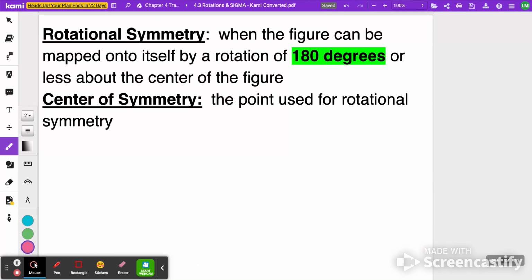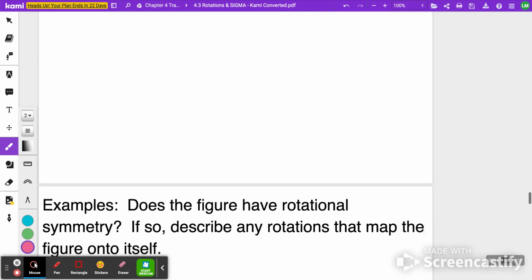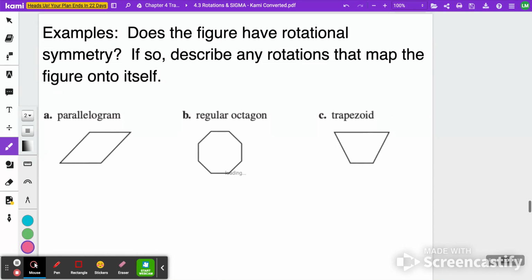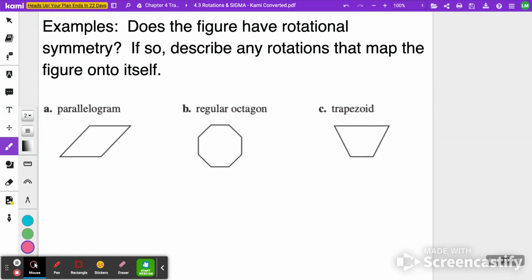The last little bit we're going to talk about is rotational symmetry, and that is when a figure can be mapped onto itself by a rotation of 180 degrees or less about the center of the figure. The center of symmetry is the point used for rotational symmetry. So we're going to look at a few examples of what could have rotational symmetry. Do the following figures have rotational symmetry, and if so, describe any rotations that map the figure onto itself.